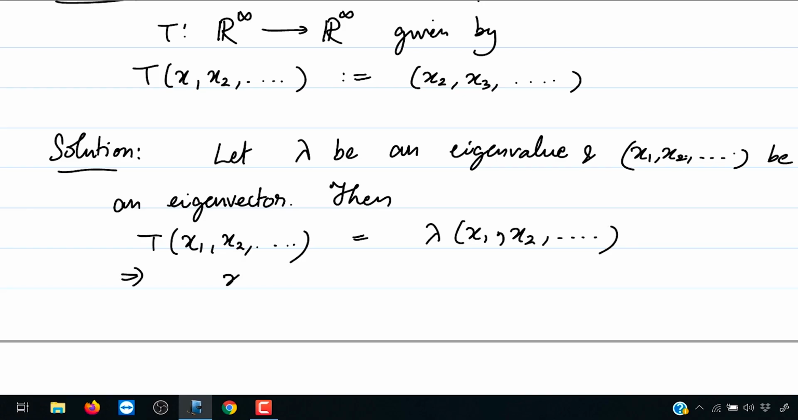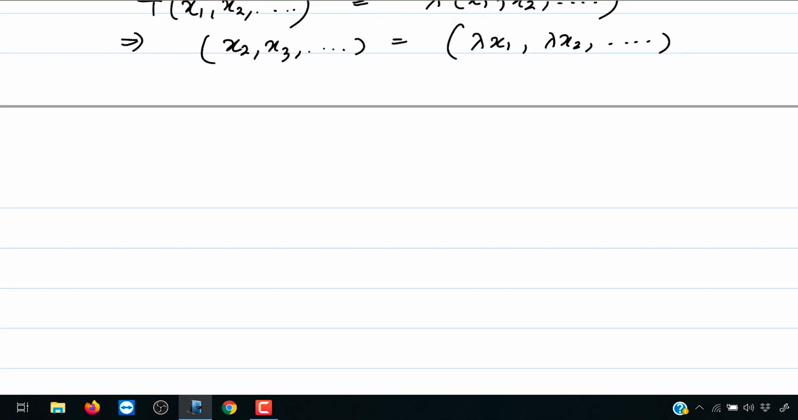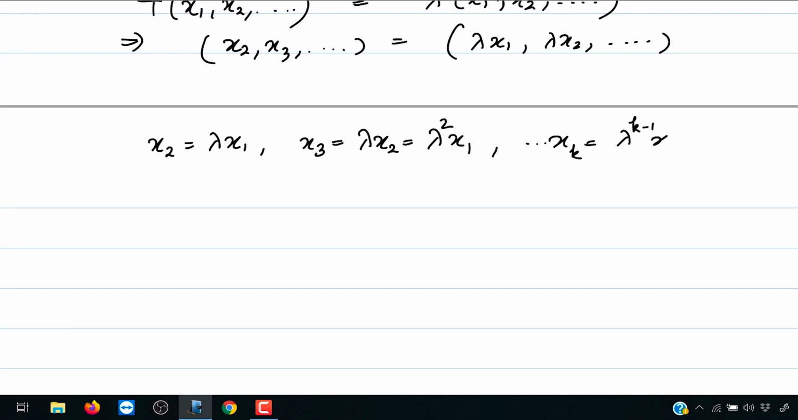This implies that (x2, x3, ...) is equal to lambda times (x1, x2, ...). So I'll put it inside. This is (lambda x1, lambda x2, ...). And we do a component wise equating of the terms here to obtain x2 is equal to lambda x1, x3 is equal to lambda x2, which is equal to lambda square x1. Similarly, xk is equal to lambda to the power k minus 1 times x1.